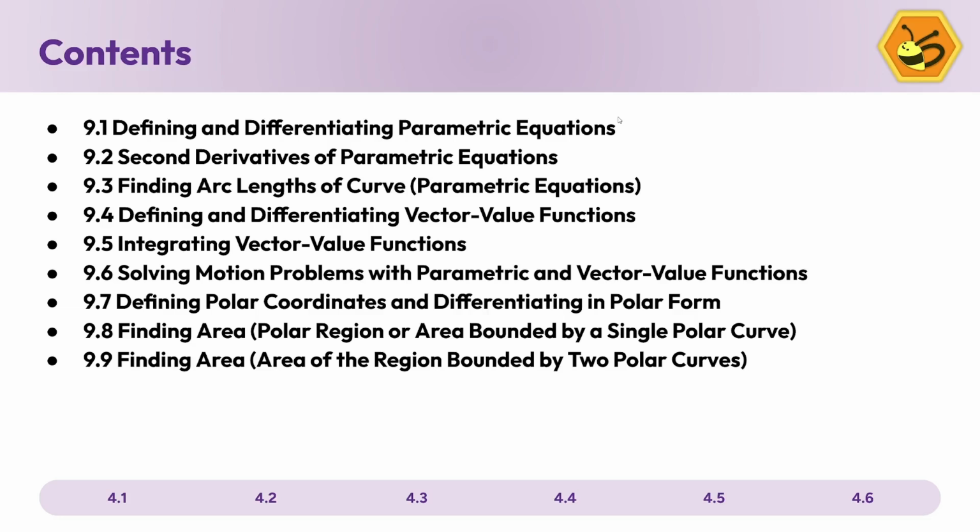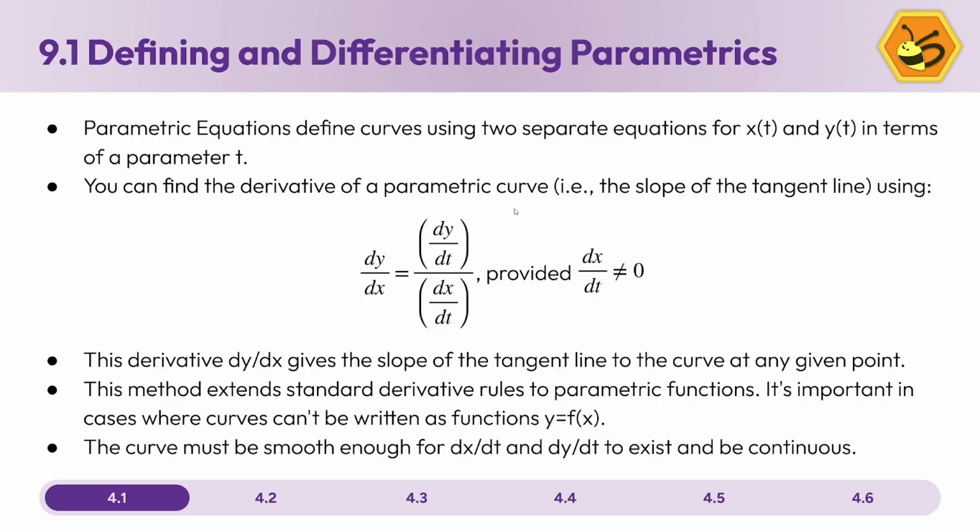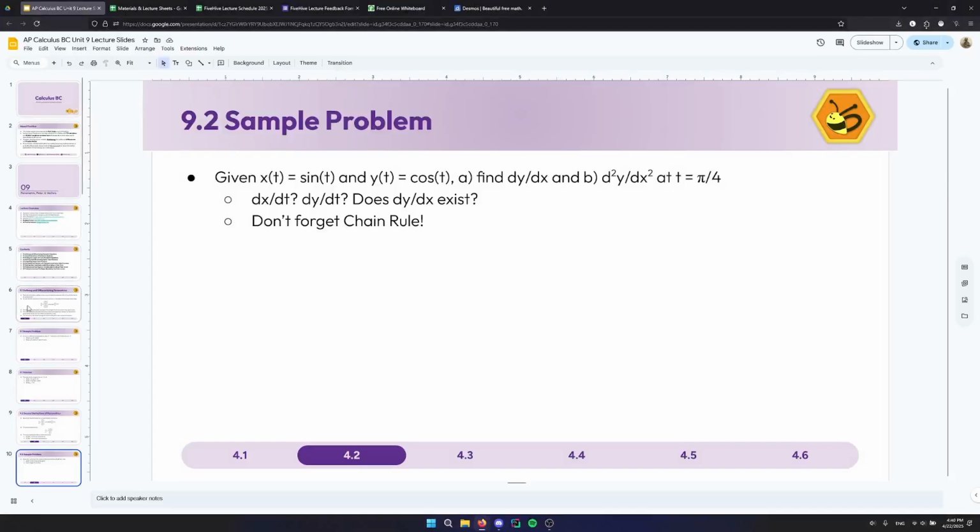Okay, 9.1, and then 9.7, 9.8. Any other requests? Okay, so it's a bit hard to satisfy everyone. I think most people want us to go over the polar topics first, so hopefully that's okay with everyone. So I'll start with 9.7 and finish all these polar topics, and then we can come back to the parametrics and vector valued functions. All right, so in that case, let me get to 9.7.